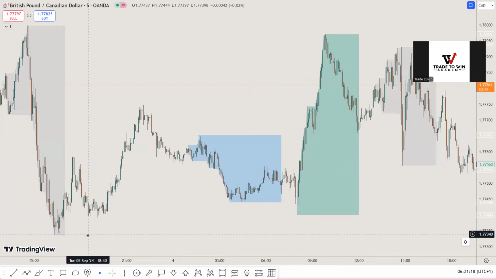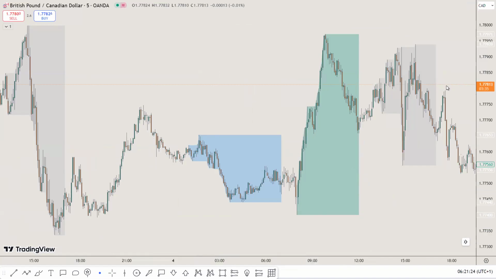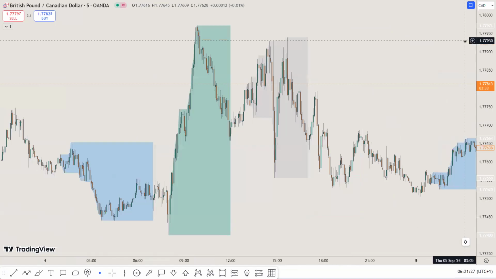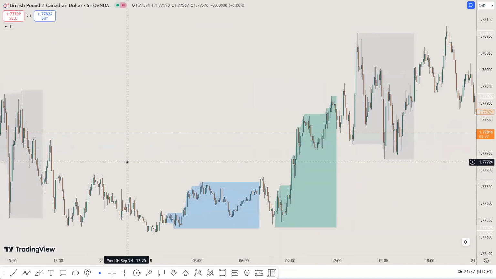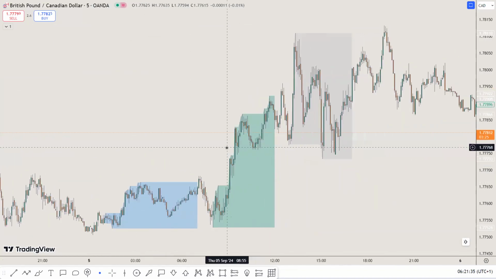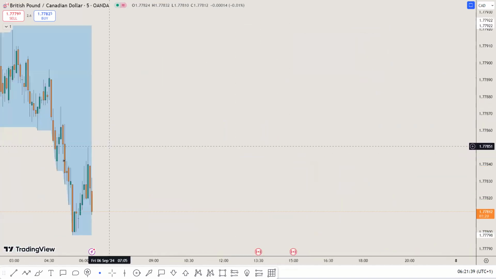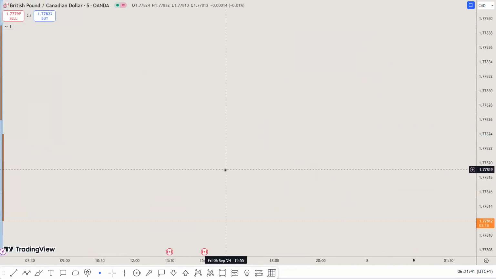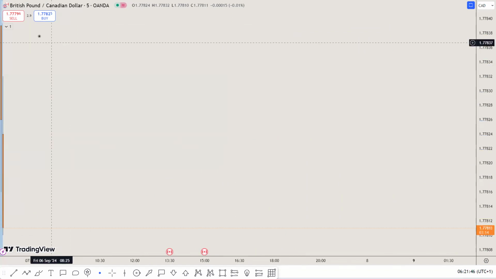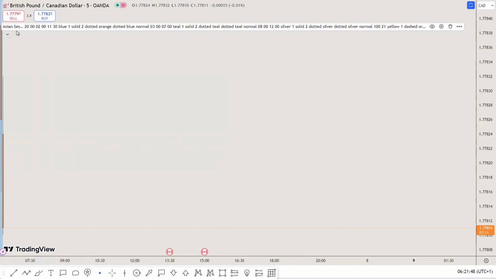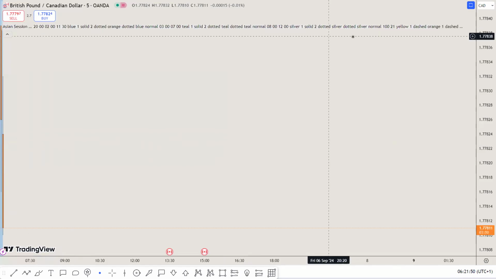So basically, what I want to teach today, I'll try to be, I wouldn't say brief, but I'll try to make sure I take my time so everybody understands it very, very clearly. But first, the two indicators we are using to clear this concept is Asian range.